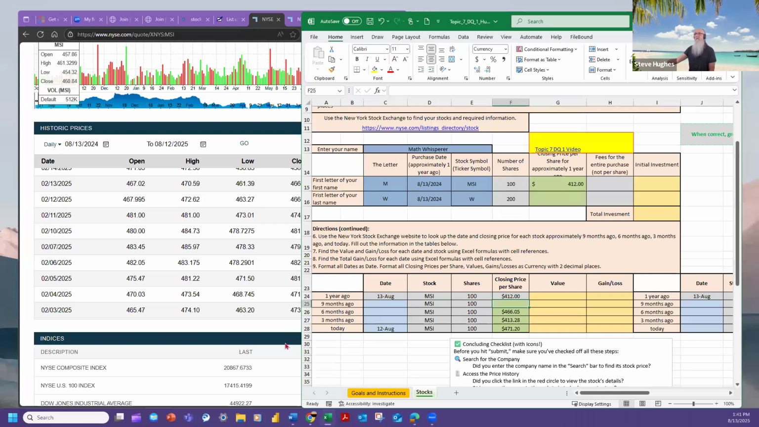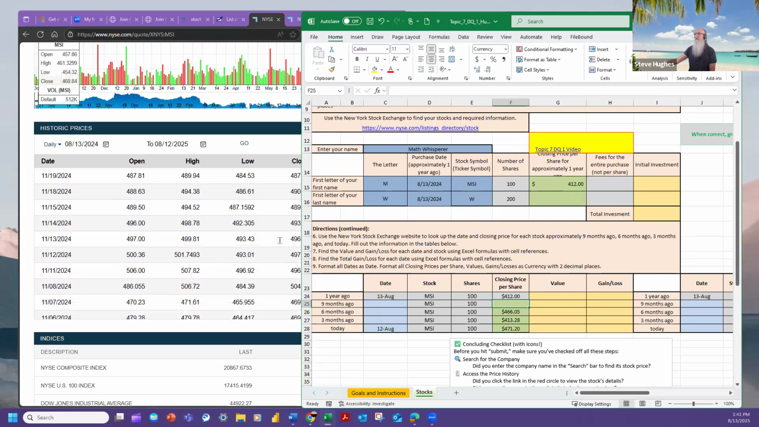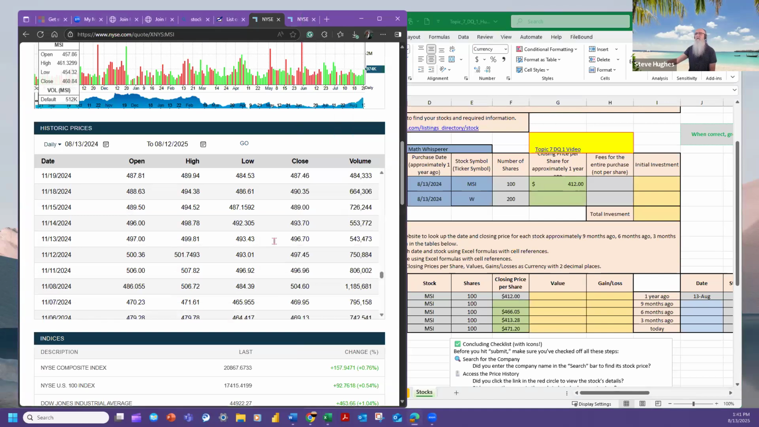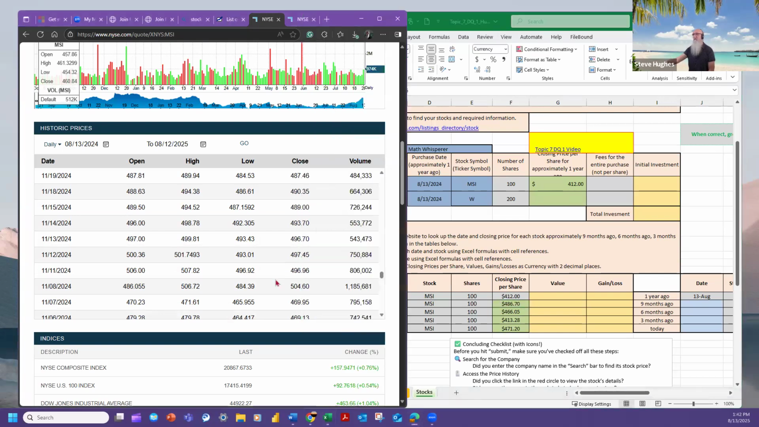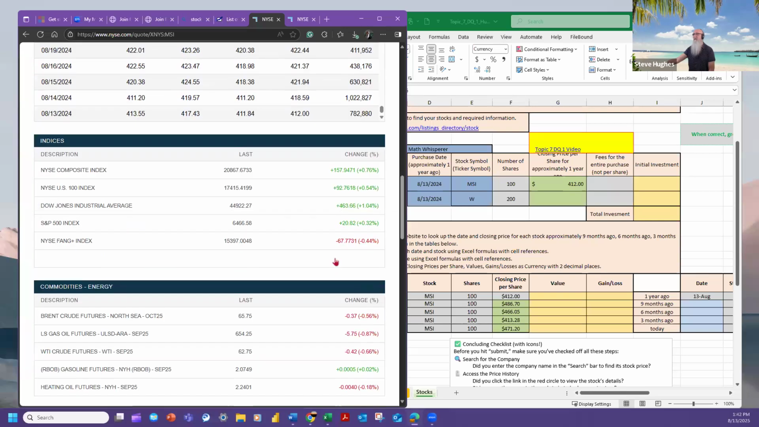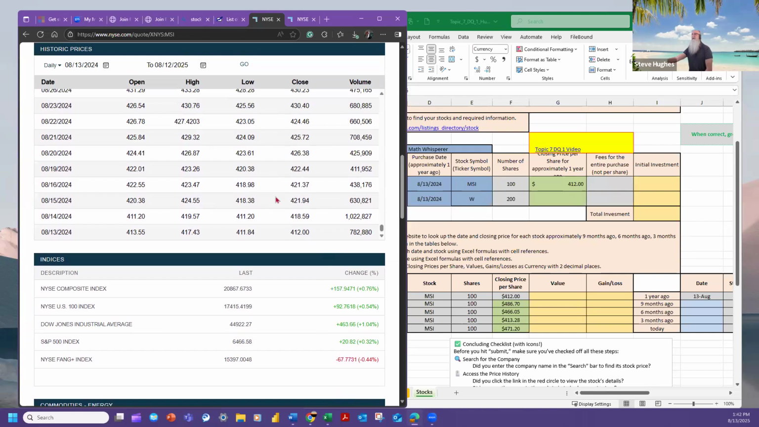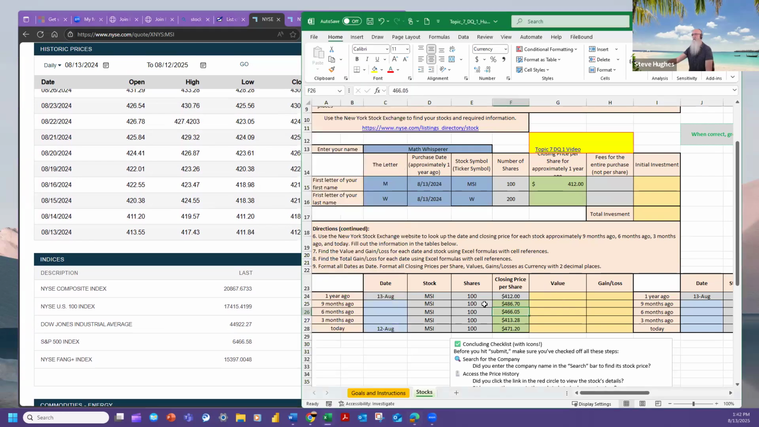All right, 9 months ago would be 11/13. It was 496.70. All right. So this guy really had a lot of ups and downs, right? A lot of volatility going on there. Okay, now we have all the stock prices for all the months.